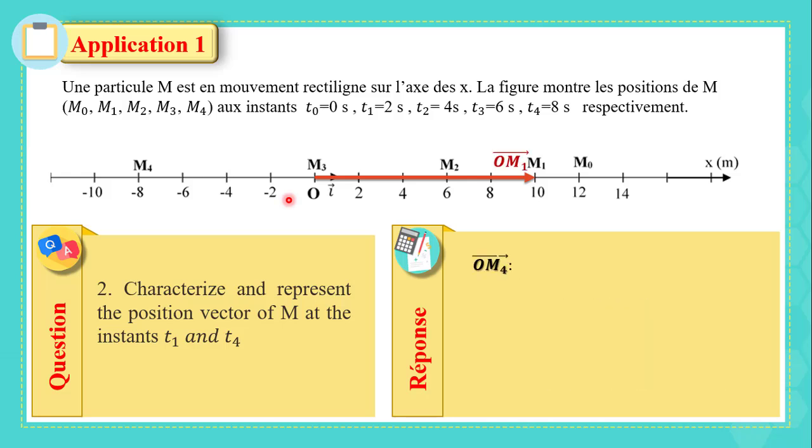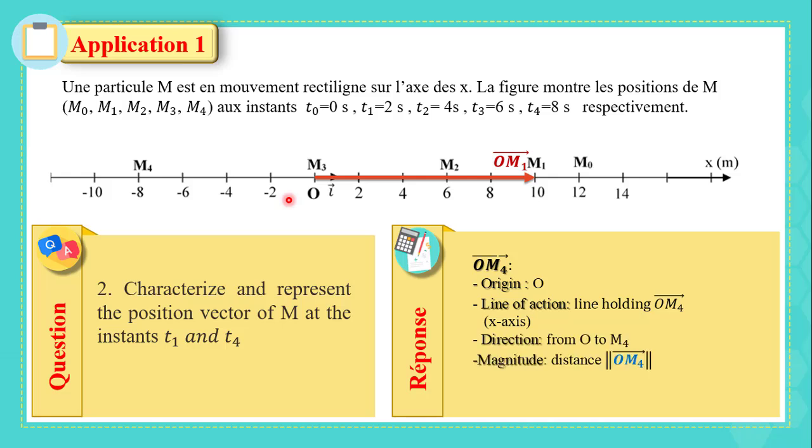Now, with respect to OM4, the origin is also O, the line of action is the line holding OM4, which is also the x-axis. The direction is from O to M4, and the magnitude is the norm of the vector OM4, which is the absolute value of xM4 minus xO, which is minus 8 minus 0, which gives us a distance of 8 meters. Also, in other words, it is the distance separating M4 from the origin. You can count it as 2, 4, 6, and 8 meters. And this is the representation of the OM4 vector.